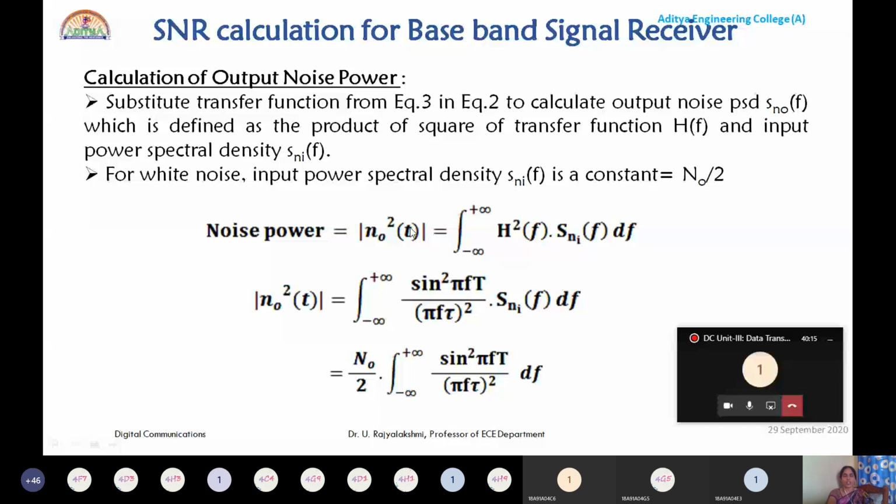Noise power, N0 square of T, which is integral minus infinity to plus infinity, H square of F into SNI of F dF. You got already h square of f. Please substitute h square of f and SNI of f, let us calculate. SNI of f, we assumed it as white noise. If you assume it as white noise, you can take SNI of F as N0 by 2. Okay, so this N0 by 2 is independent of integration. So take that N0 by 2 outside the integration and do the integration for h square of F, where h square of F will be sin square pi f tau divided by pi f tau whole square df. And the limits are from minus infinite to plus infinite.